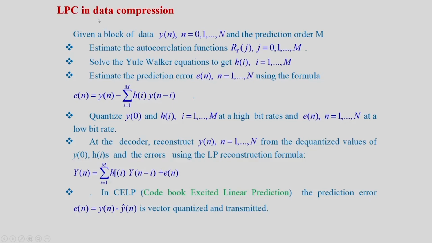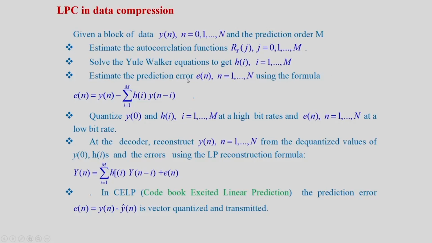So, I will give the basic procedure of LPC in data compression. Given a block of data y[n], n equal to 0 to N, and the prediction order m, estimate the autocorrelation function from data, Ry(j), j going from 0 to m. Solve the Yule-Walker equations to get h_i. We know the Yule-Walker equation corresponding to mth order linear prediction. So, that we have to solve.